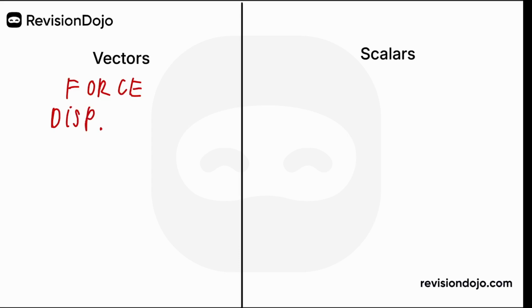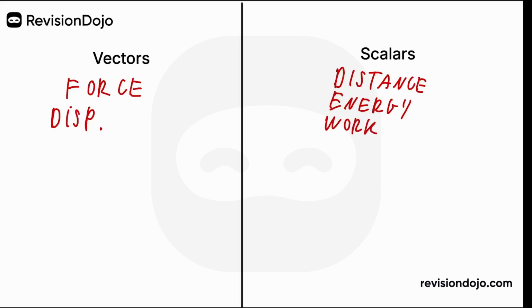Then scalars, we have distance, of course. And we did mention energy before. And work. So, try to think of different quantities. I can give you a few examples like speed and velocity. They both represent very similar things, but which one is a vector or a scalar? Try to think about that and you'll be ahead of the next part of the lesson.